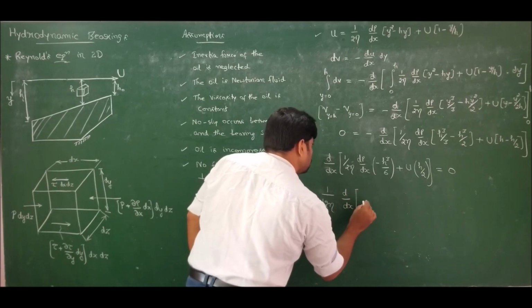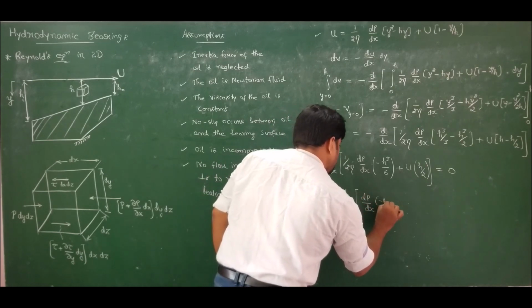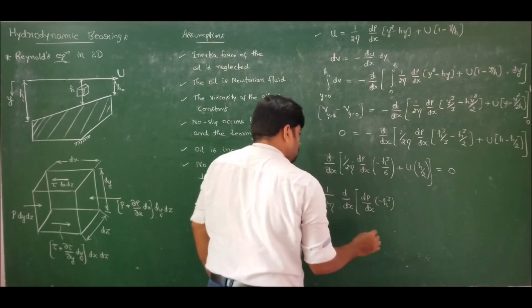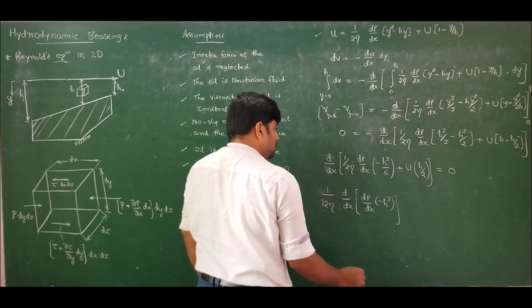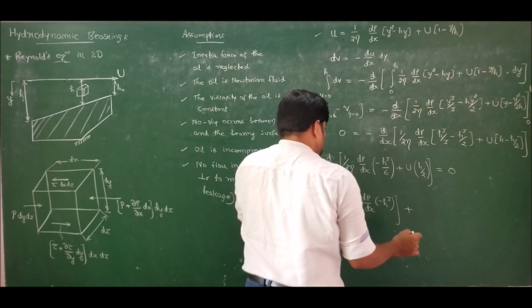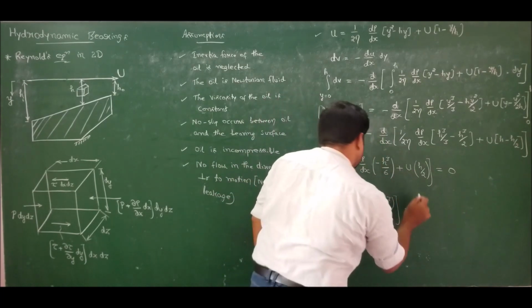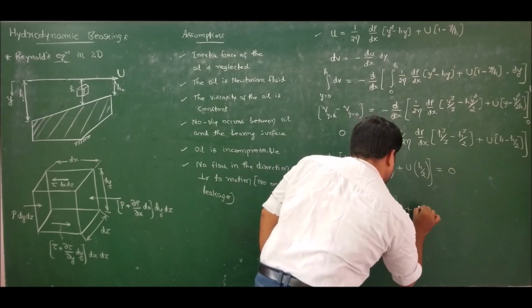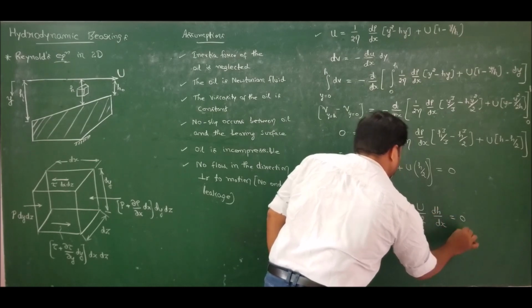d by dx of dp by dx of minus h cube, plus, let me take it here also. If I take it here, u is u max, that is constant. So therefore I will get maximum velocity by 2 dh by dx, which is equal to 0.